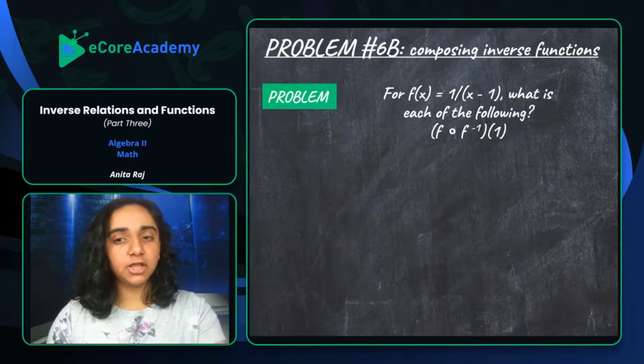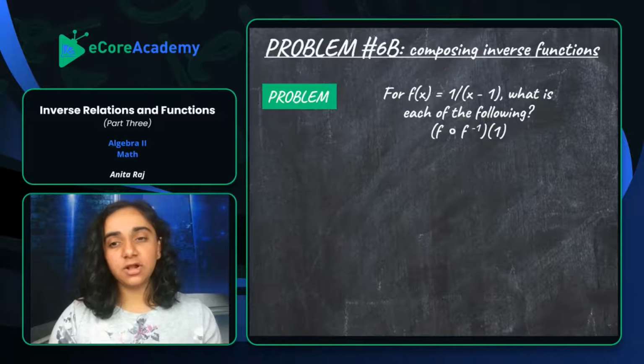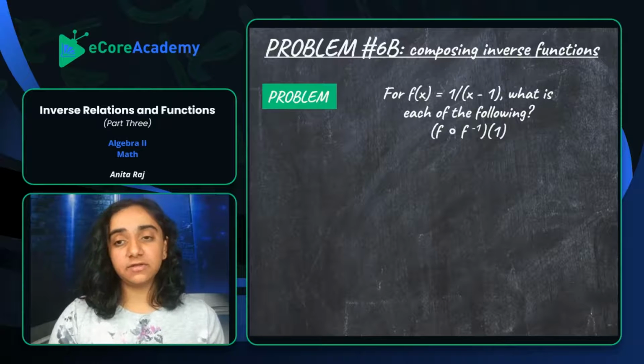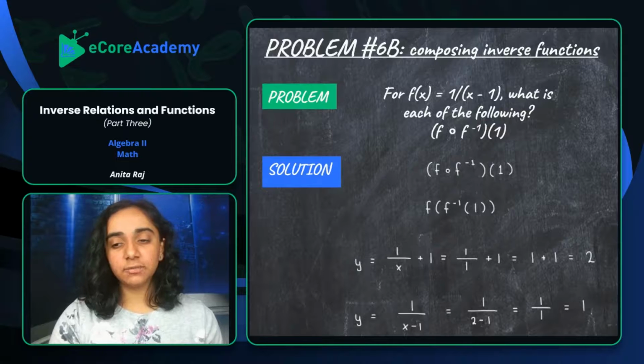Now we have to find the following, which is, well, we're looking at a composite function now because we see the function operator. This is, we're finding f of f inverse of 1. So now let's get to solving that. Here's your solution already pre-written for you. I'm going to walk through this again with you.